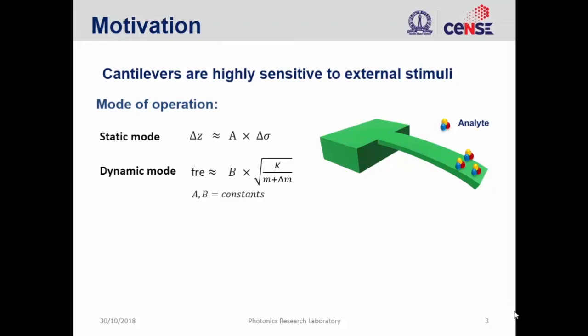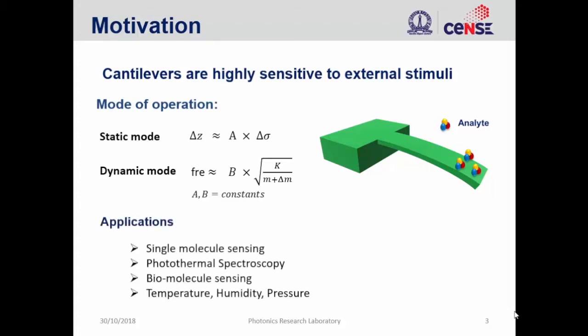These two modes of cantilever operation are widely explored for different types of applications, such as single molecule detection, photothermal spectroscopy, biomedical sensing, and lots of different physical parameters such as temperature, humidity, and pressure. In order to have a very sensitive sensor, it becomes very important to accurately measure the displacement, or the change in the initial position of the cantilever, or the shift in the frequency.